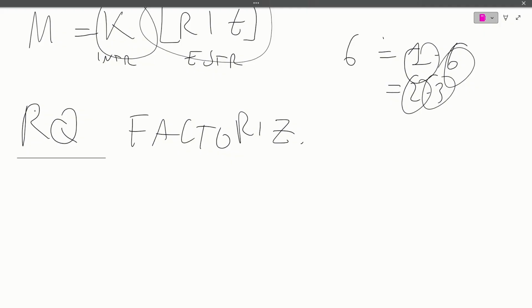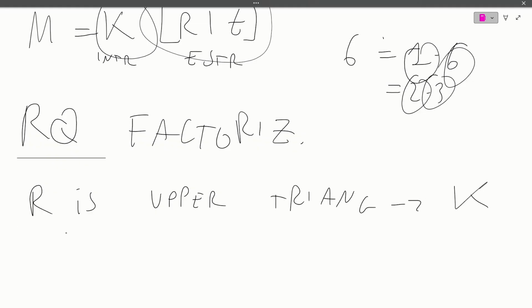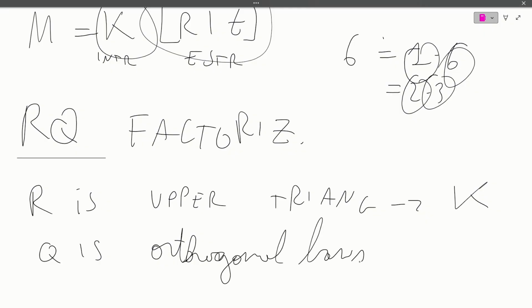RQ is just a name. The R doesn't mean anything. It's not related with this R. In RQ factorization, R is an upper triangular matrix, and in our case is K, while Q is an orthogonal basis, and in our case it is R.